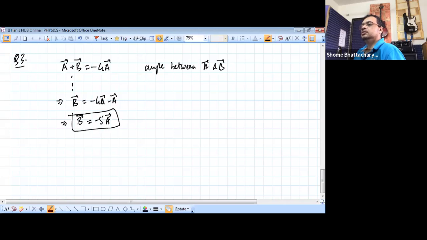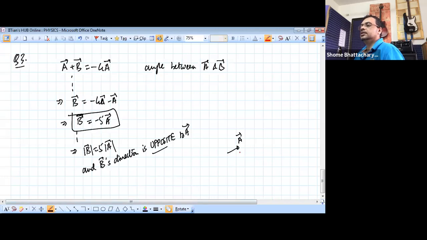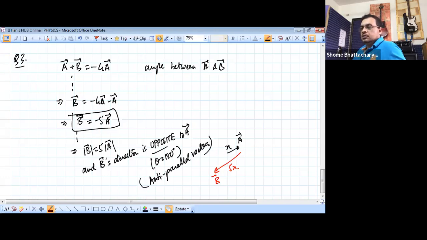What does this statement imply? This statement implies that the magnitude of B is 5 times the magnitude of A, but more importantly, B's direction is opposite. It's something like this. If this is the vector A, B should be a vector which is like this. It should be opposite in direction. So if this one's magnitude is 5x, that one's magnitude is x. So they should be anti-parallel, opposite, which means theta is equal to 180. And they are anti-parallel vectors. Right, so hope this is clear.